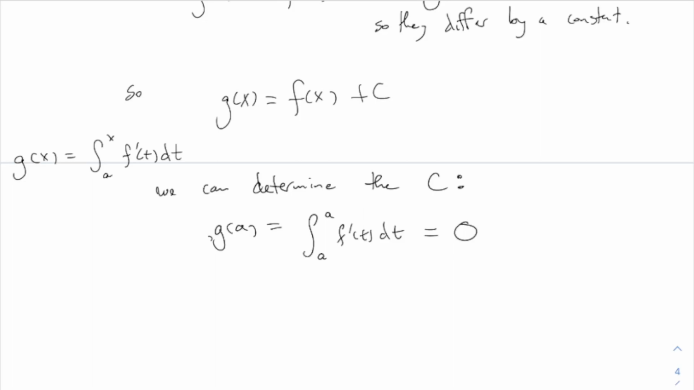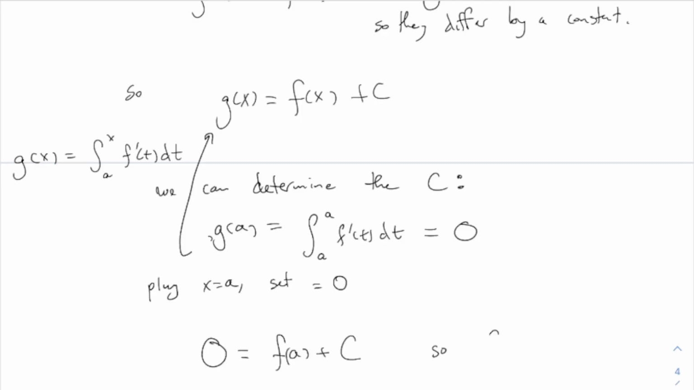So what that means is when I go up here, I can plug in x equals a and set it equal to 0, because g of a equals 0. So when I plug in x equals a, it says 0 equals f of a plus c. So that means c is negative f of a. All right. We're just about done here. I hope you're not tuned out. We're about to get to the good part.